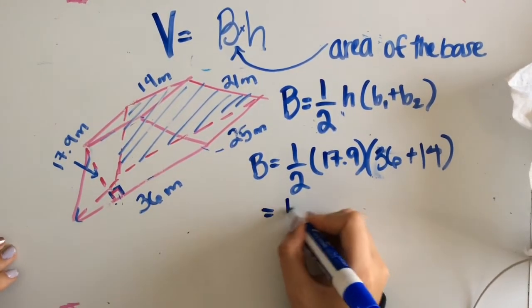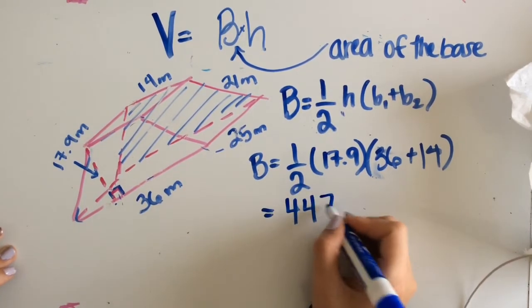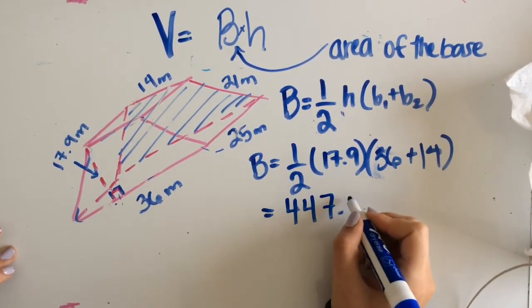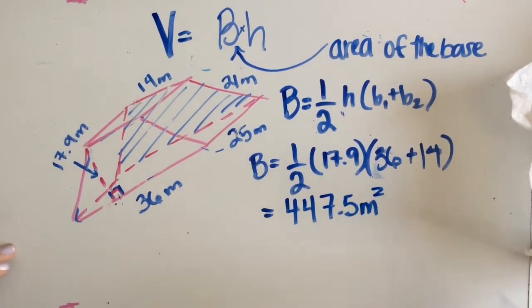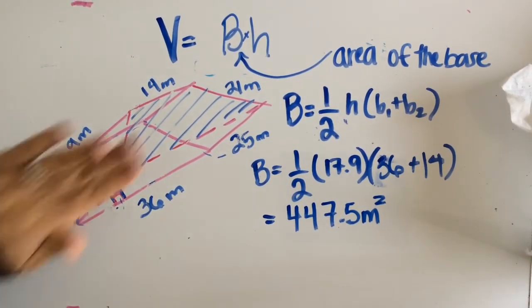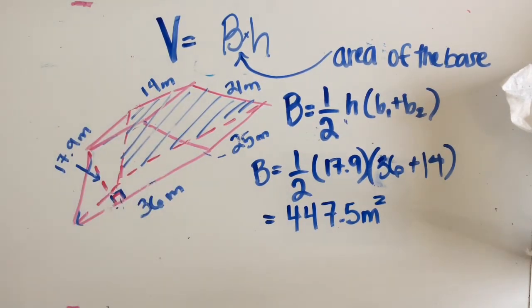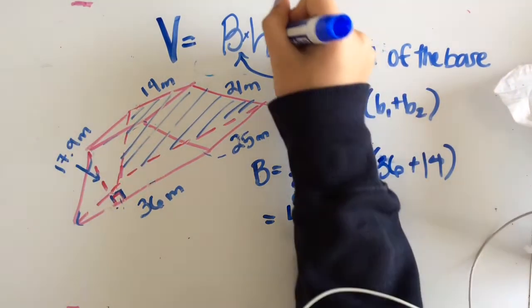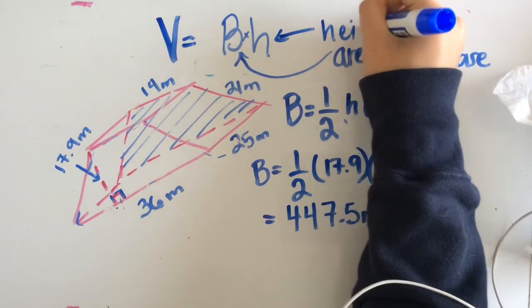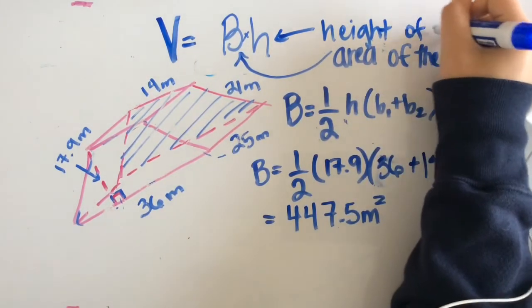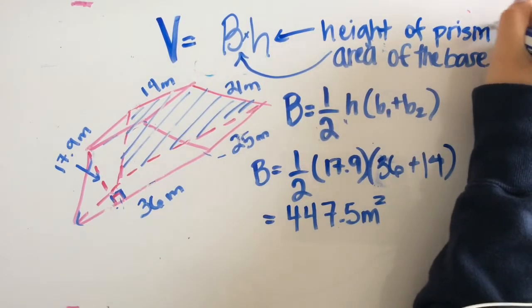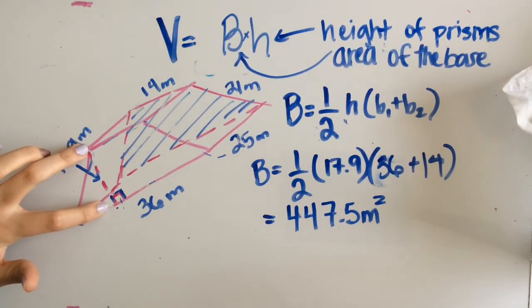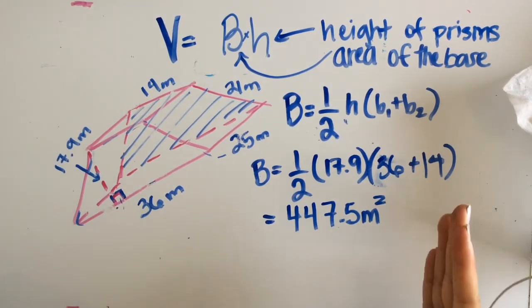And if you do it with me, you should get 447.5. And this is meters squared because I am finding two-dimensional area, just that flat trapezoid. But I'm going to multiply that two-dimensional area, that flat trapezoid, times the height of my figure. So this is the height of the entire prism, okay? So it's not just how tall one of the faces is, it's how tall the entire prism is.